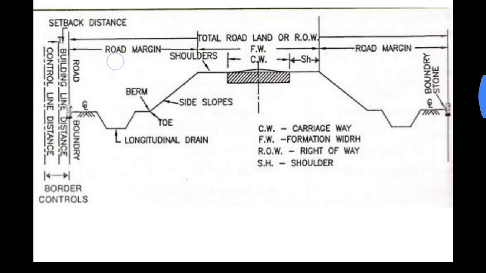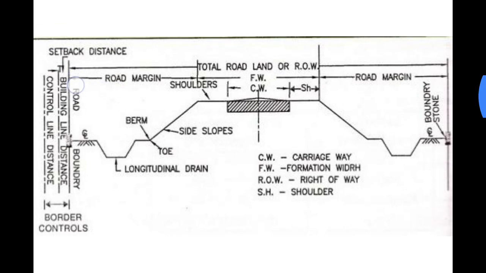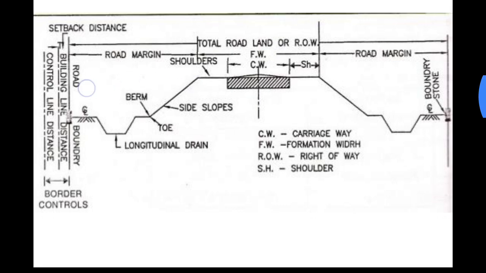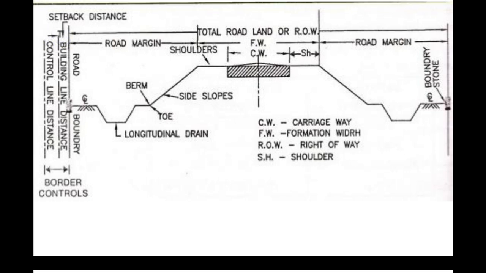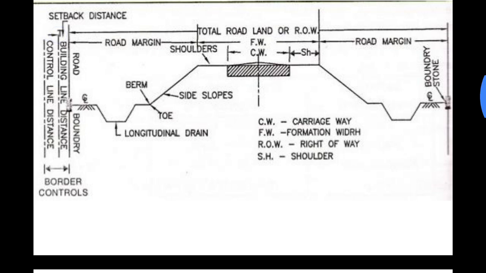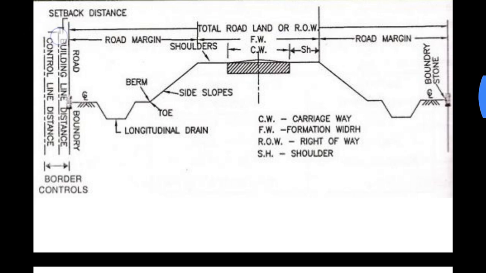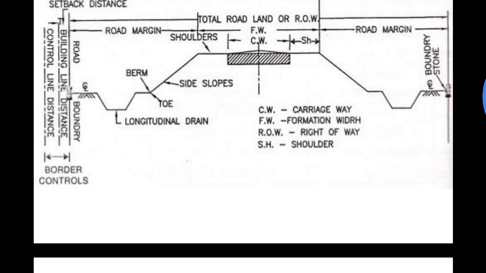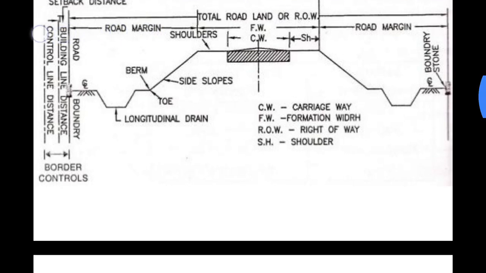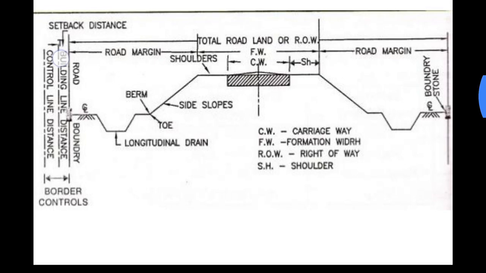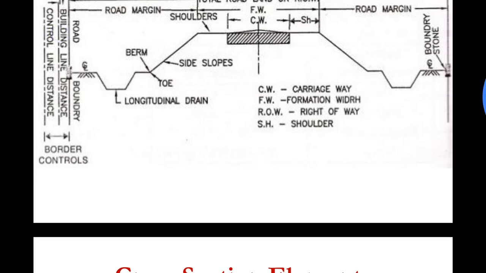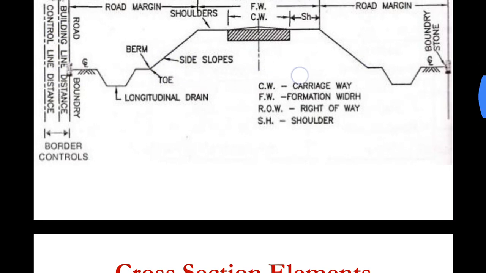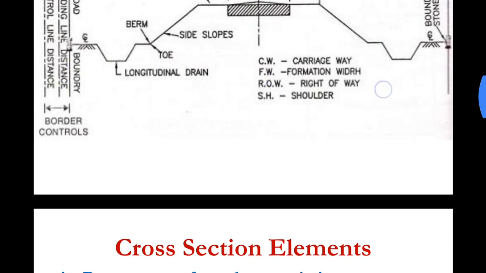The road boundary indicates the distance up to which road can be extended in the future. The building line indicates the distance up to which any construction may be carried out, from the outer side of the road, not from the inner side. From the outer side, any building construction can be carried out only up till this line. Then control line is the distance up to which the road authorities have a control over this area or this land.